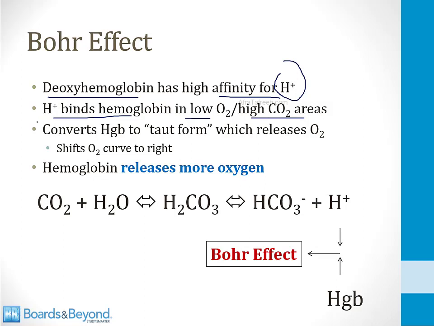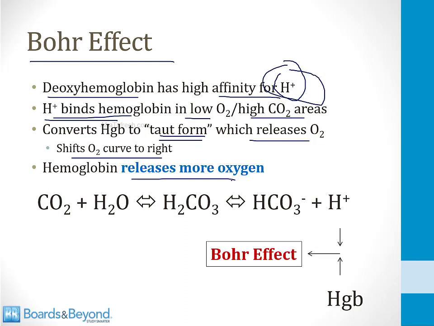Therefore, the binding of hemoglobin to a proton converts hemoglobin to the taut form, which is the formation of hemoglobin that releases oxygen. I talk about this in detail in the video on hemoglobin, but the taut form, when you have more of that around, it shifts the oxygen dissociation curve to the right. The net result is that because of the Bohr effect and because of all these protons binding to hemoglobin, hemoglobin releases more oxygen, which is useful for metabolism.